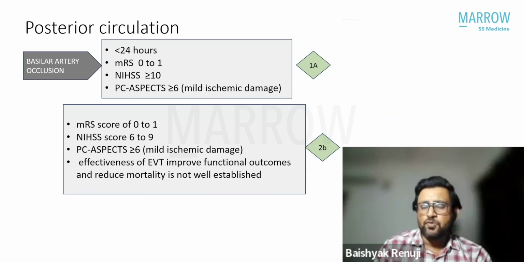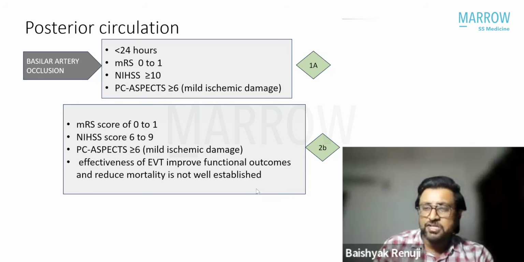So basically, posterior circulation: NIHSS more than or equal to 10, ASPECTS of posterior circulation more than or equal to 6, mRS 0 to 1, within 24 hours is the best evidence. Up to 6 to 9, you can take. Less than 6, there is no need to take for thrombectomy. You have to just wait. If it worsens, you can take further.